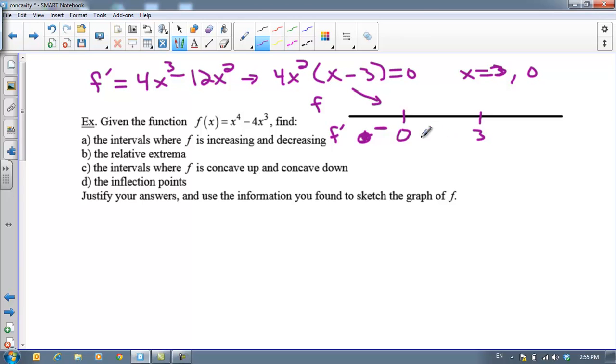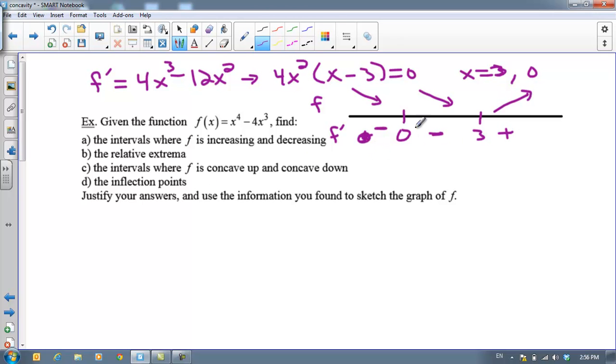Now let's plug in a number like 1 between 0 and 3. 1 minus 3 would be negative 2 times a positive. Well, that's also negative. So I'm still decreasing. And then after 3, like 4, if I plug 4 into my derivative, I'm going to get a positive times a positive, and finally I get an increasing graph.